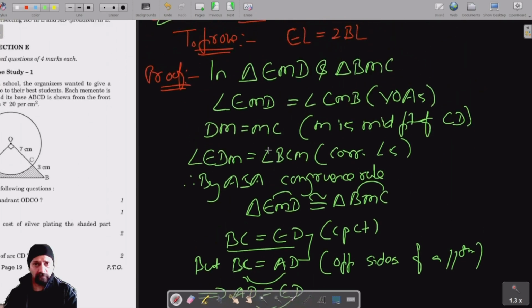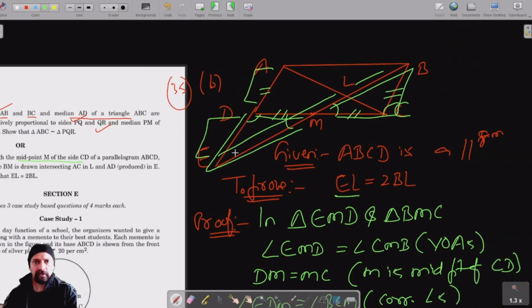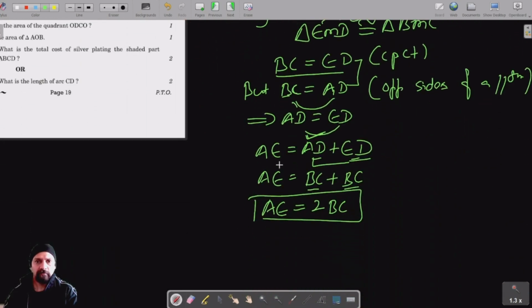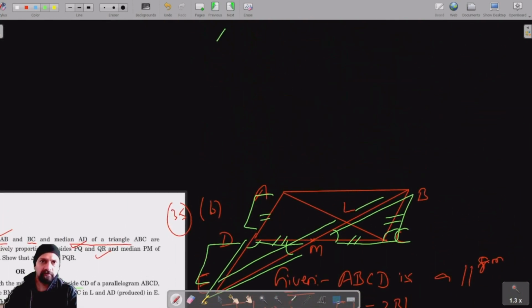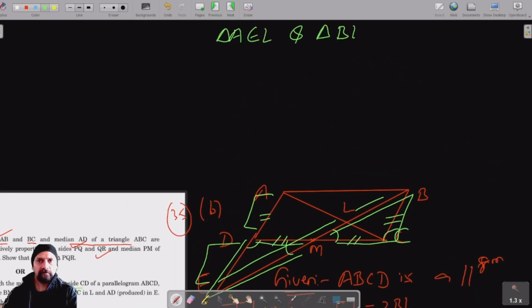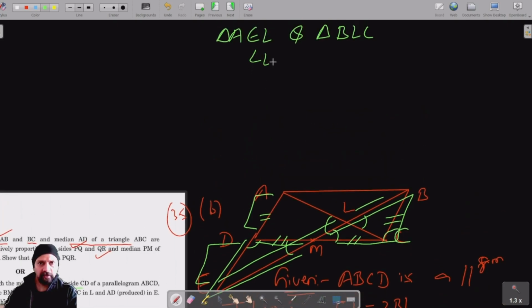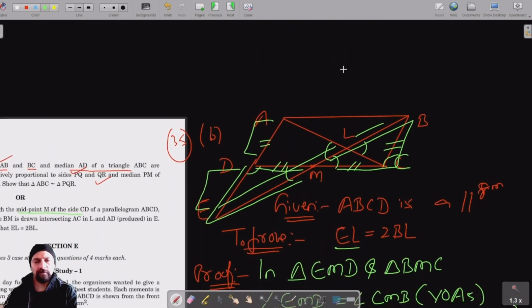Okay, now we have to prove that EL is 2 times BL. EL is in triangle AEL, and BL is in triangle BLC. So we are going to consider these two triangles, AEL and BLC. In these two triangles, angle L is equal to angle L. These are vertically opposite angles.